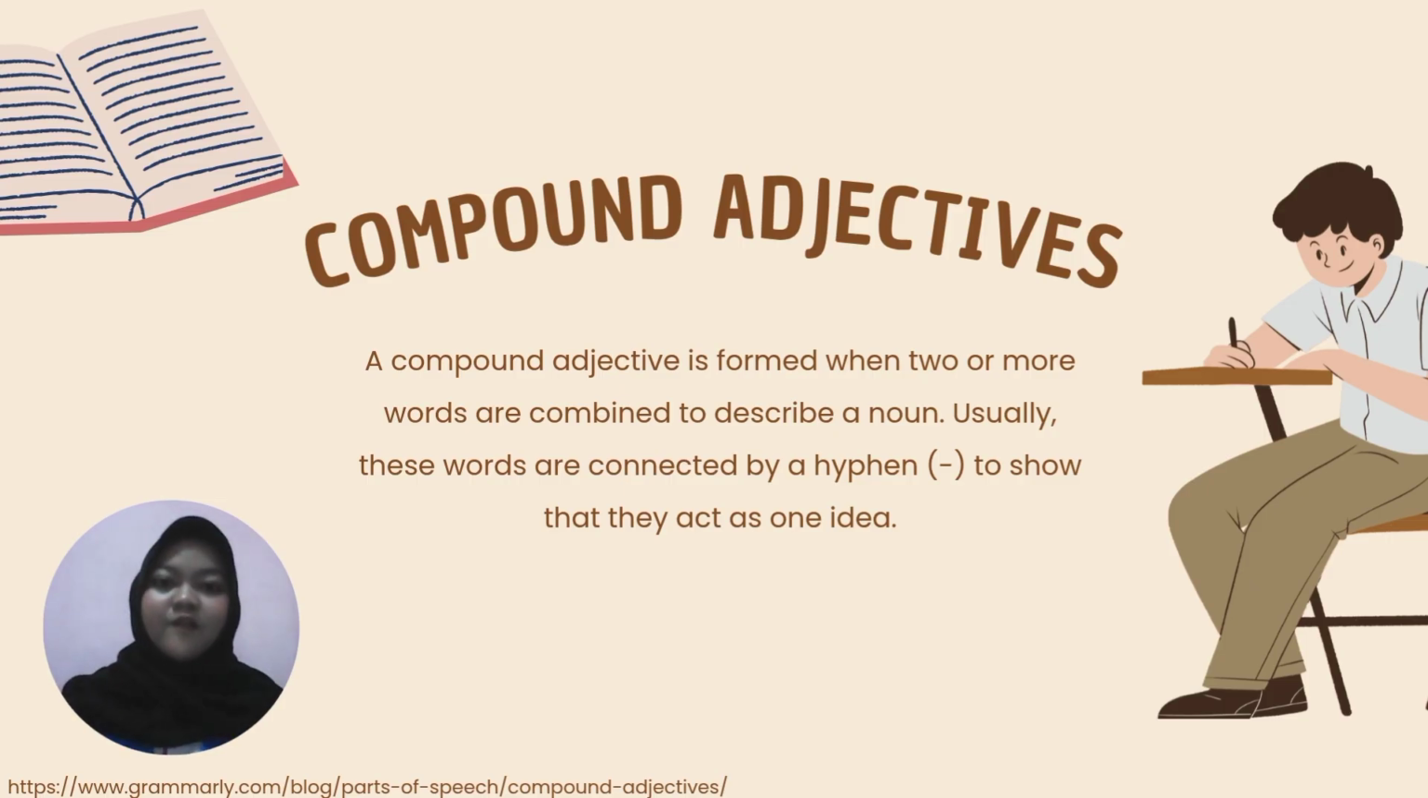And now let's move on to compound adjectives. A compound adjective is formed when two or more words are joined together to describe a noun. For example, in the phrase a well-known singer, the words well and known work together to describe a singer. Other examples are full-time job, high-quality product, and open-minded person. Compound adjectives are usually written with a hyphen between the words, especially when they come before the noun they describe. So, compound adjectives help us give more specific and detailed information about something.